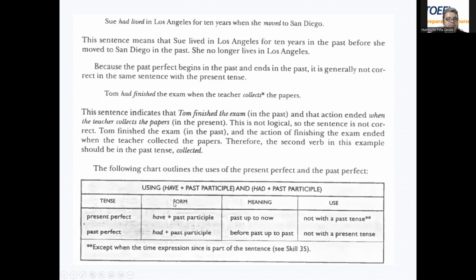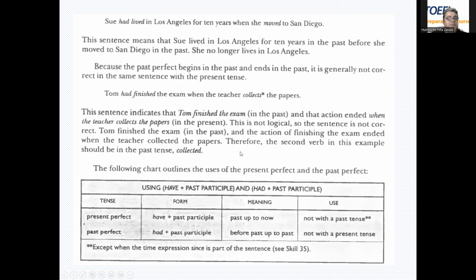The past perfect, we form it with had and the past participle. It's the same auxiliary, had, for all the subjects, different from the present perfect, which has have and has. The meaning is before, in the past, up to a key moment or reference moment in the past, and it is not meant to be used with the present tense.